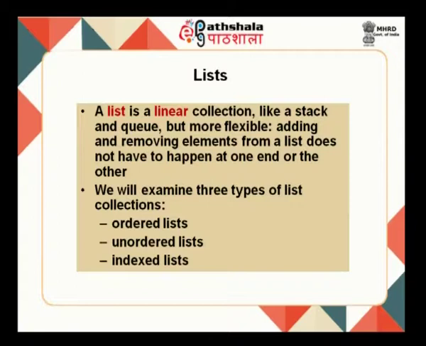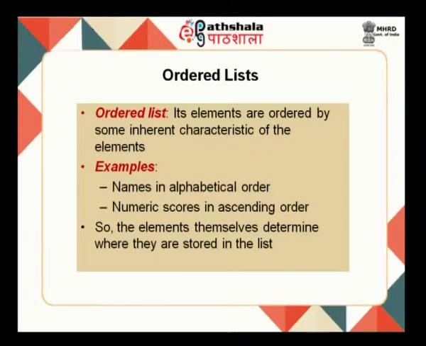As we already told you, we are looking at three different types of lists: ordered lists, unordered lists and indexed lists. So, what is an ordered list? In an ordered list, the elements are ordered by some inherent characteristic of the elements. It can be ordered alphabetically, numerically, or according to pay scale, mostly ascending or descending. The elements themselves determine where they are stored in the list.